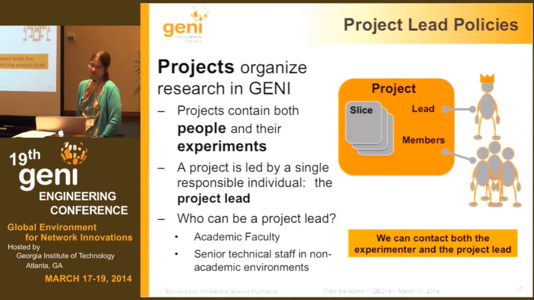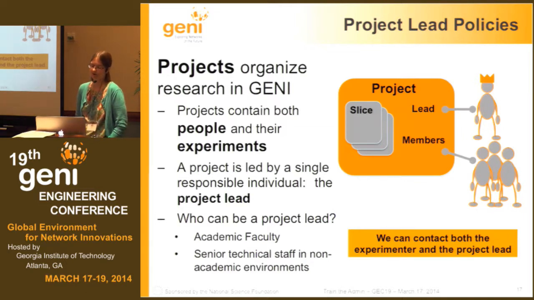Okay. So then this all hangs on how you become a project lead, because now we're trusting project leads to make a decision about experimenters. As you remember, if you've done the intro sequence, projects are how we organize research. A project contains both people and their experiments. So we have this project lead who's a single responsible individual. He can add other people to his project, and once people are in the project, they can create slices to run their experiments. Right now, by policy, in order to be a project lead, you have to be a professor, some sort of academic faculty, or a senior member of technical staff if you're in a non-academic environment.